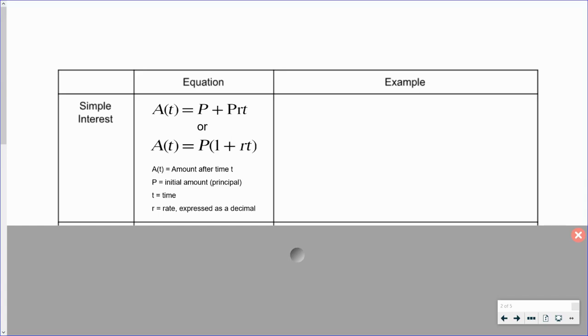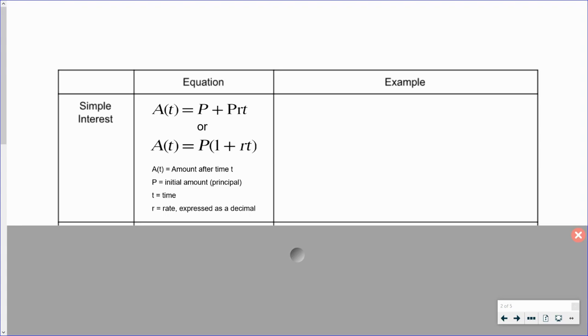All right, so we are back, and as I had mentioned at the end of the last video, what we're going to focus on in this video are some useful formulas, and also we're going to go over some examples of how to apply those formulas. So let's first take a look at the simple interest formula.